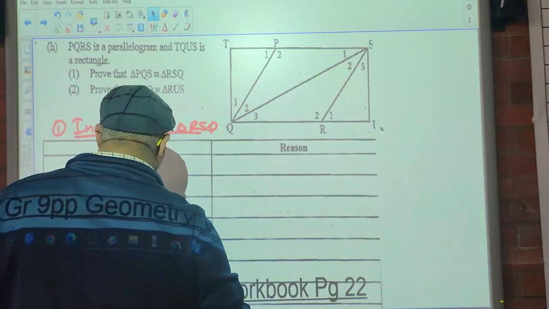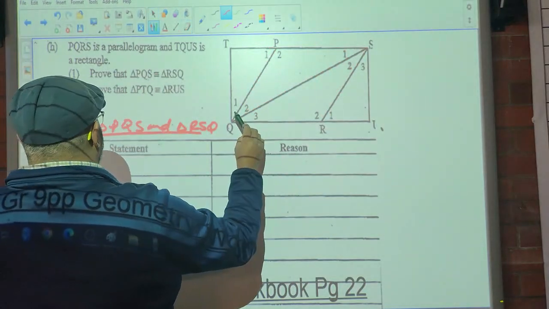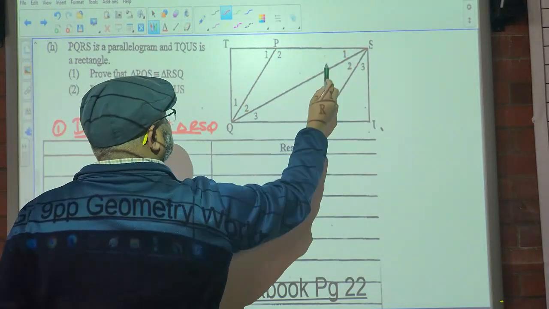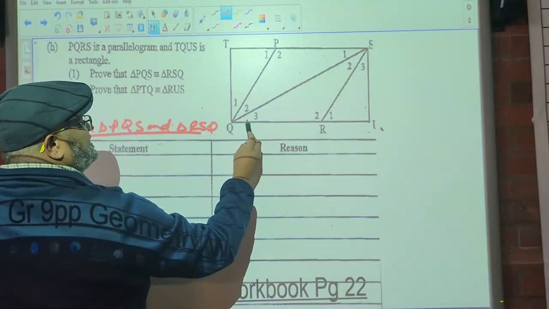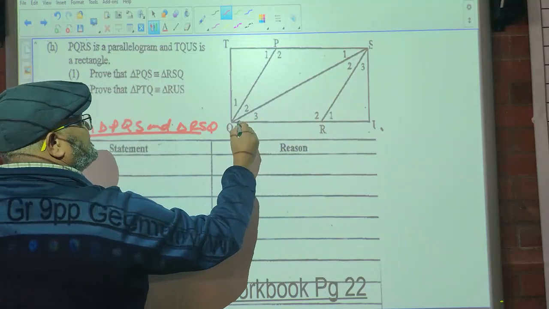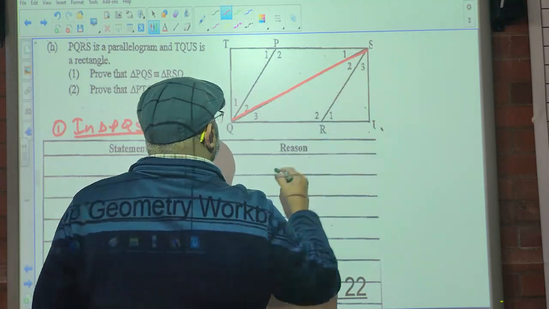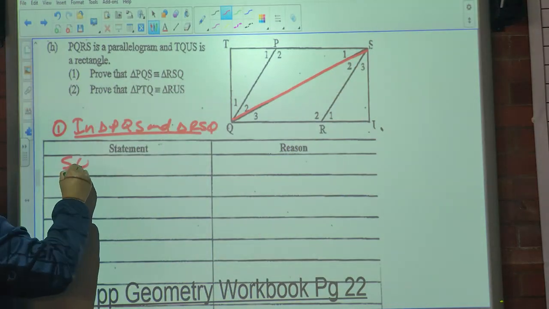Alright, so let's go. We are saying in triangle PQS and RSQ, firstly that SQ is a common side.